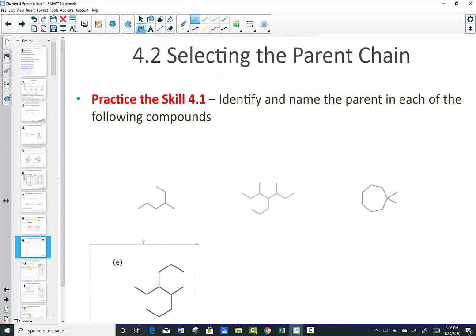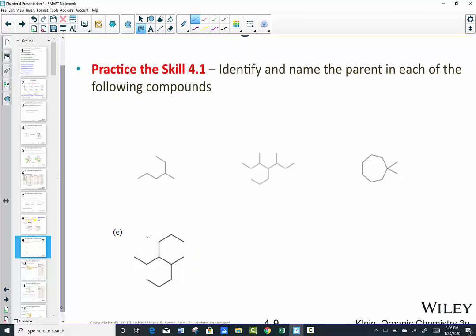Let's try some more. These are other examples from your homework. We can pick a few to work out together. Identify and name the parent. Remember, we're not naming the entire structure yet. Step 1, find the longest parent chain and name it. So here I'm just going to number 1, 2, 3, 4, 5, 6. It's the best chain. I can see that this would have a parent name of hexane. We are not yet recognizing how to name branches. We're just taking a first step and finding the parent name.